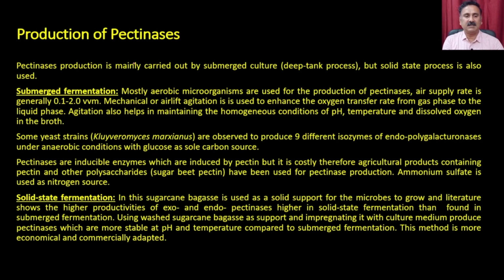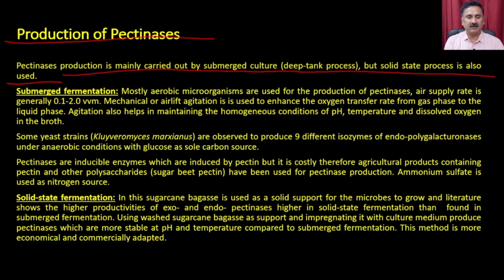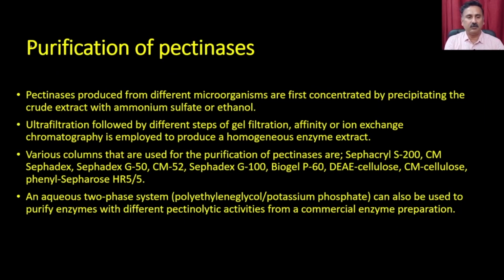Once you have the pectinases, you can do the production. Pectinase production is mainly carried out by submerged cultures, but the solid state process is also being used. So these are the submerged fermentation and solid state fermentation conditions that you can use for the different types of pectinases. And once you have produced the pectinases, you are going to do the purification of the pectinases.